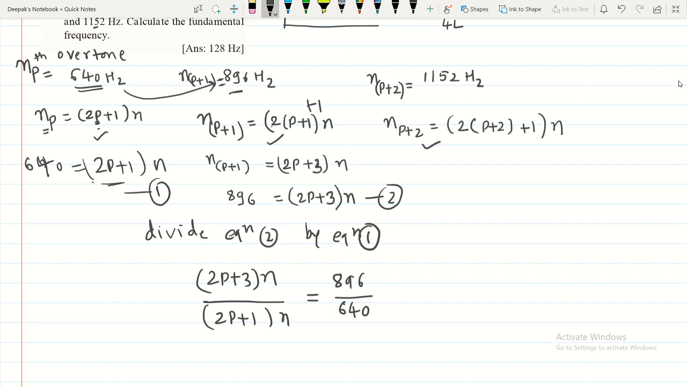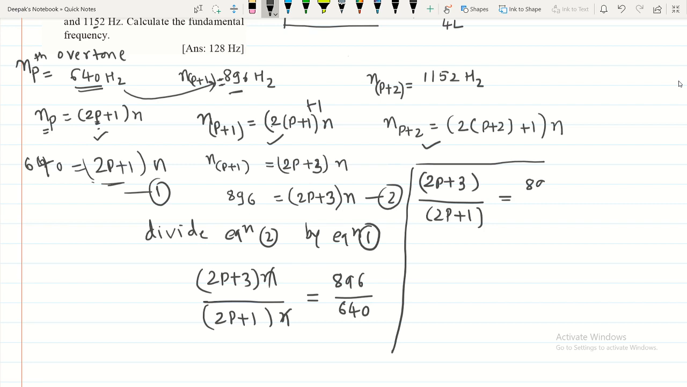Now what to do? Simplify this. Now let's simplify. This n and this n will get cancelled. Twice p plus 3 whole divided by twice p plus 1 will be equal to 896 by 640. Either you can simplify this or you can keep it as it is. Well, it is better to simplify, right?